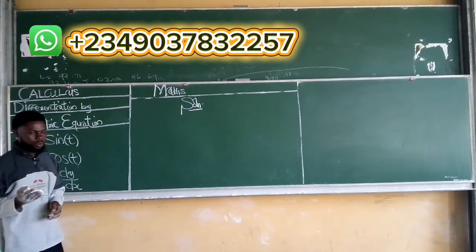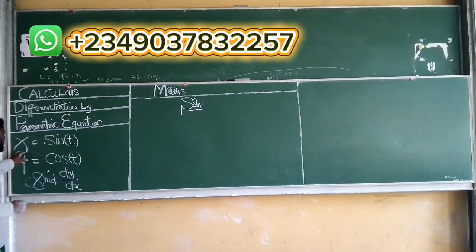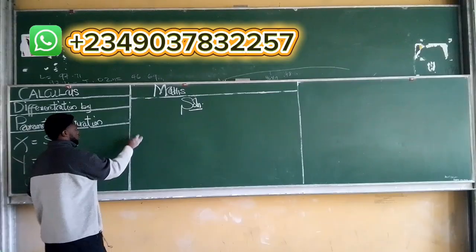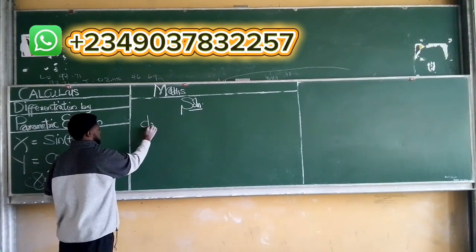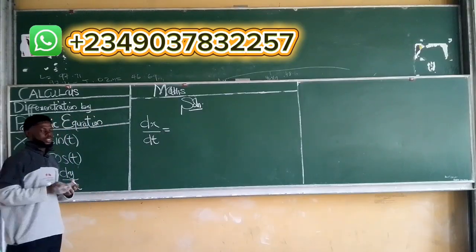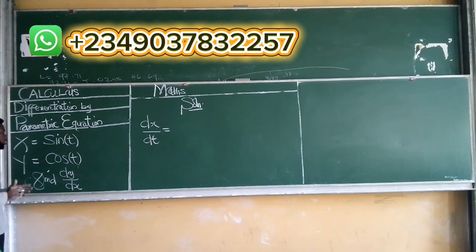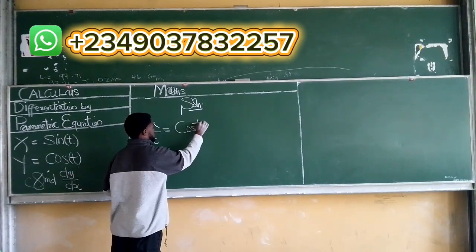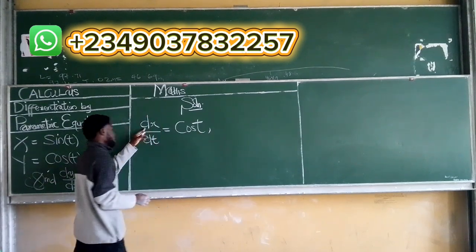In the first function given on the board, x is a function of t. So the derivative of this function will become dx over dt, just like what we did in the previous video. So dx over dt will equal, in trigonometric functions, the derivative of sine, which gives you cos. So we have cos t. We are done with dx over dt.